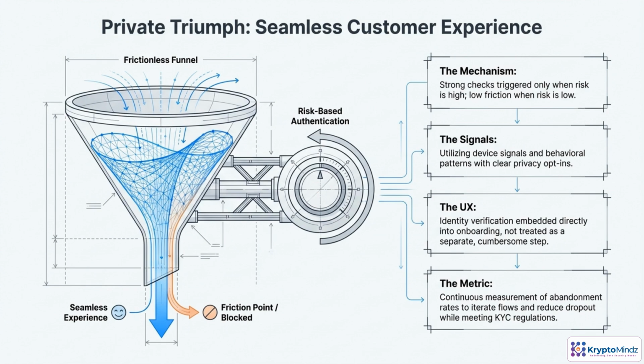Here, private triumph means strong identity checks without punishing good users. Risk-based authentication is the engine. Most people glide through with light checks, while high-risk sessions trigger heavier verification. That engine runs on signals, device fingerprints, behavior patterns, and history, used with explicit consent and clear privacy controls. User experience matters just as much as security. Verification is woven into onboarding, then continuously tuned using abandonment and fraud metrics, so you meet KYC rules without killing conversion.